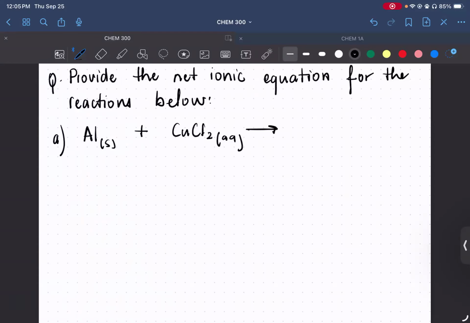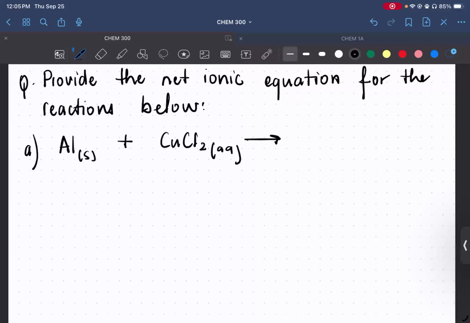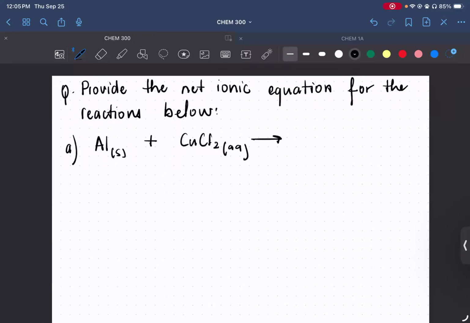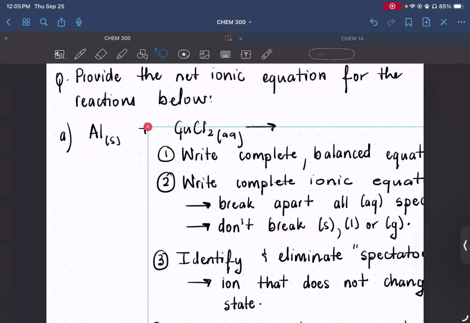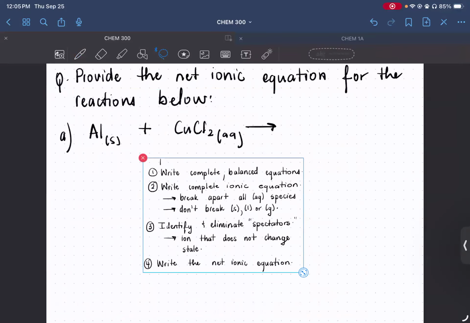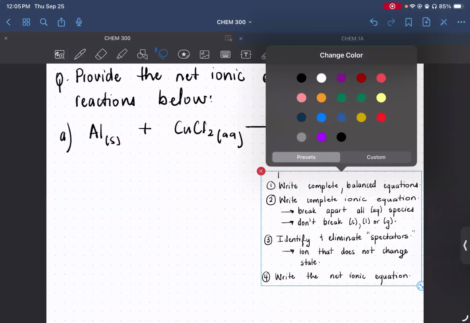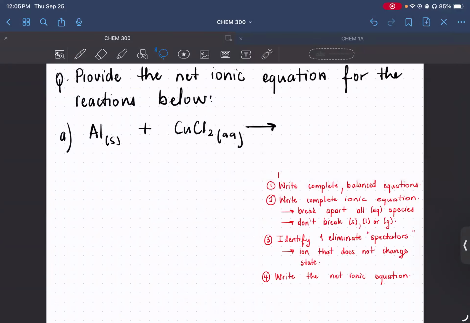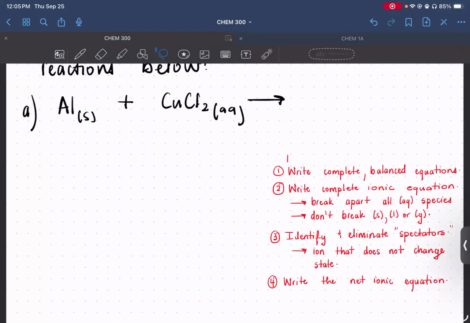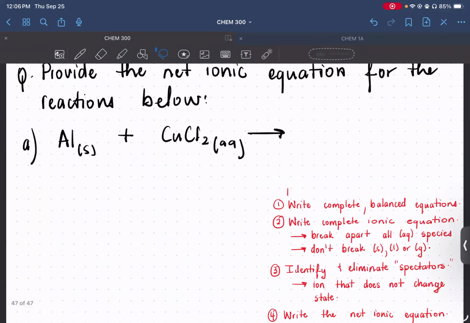Provide the net ionic equation for the reactions shown below. The first one we're working on is aluminum added to copper chloride. Let's get our steps at the ready. The very first thing we are going to do according to our steps is write the complete balanced equation. To do that, we need to predict products, balance, and include state symbols. So let's take a second.